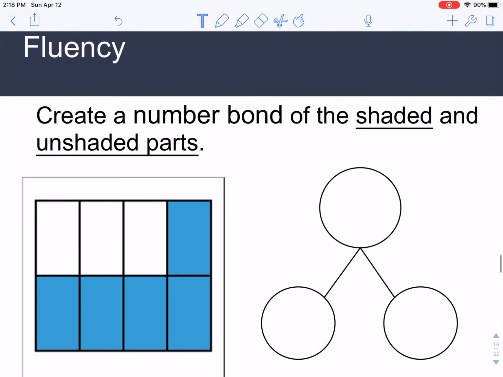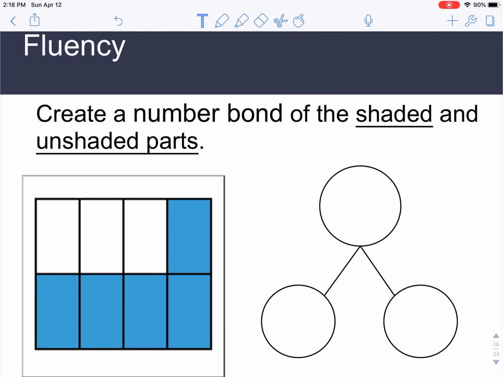Let's skip that one. Let's do this one. Again, we're going to create a number bond of the shaded and unshaded parts. We have 1 whole and our fraction bars. Let's figure out what our denominator is. 1, 2, 3, 4, 5, 6, 7, 8. We have 8 equal parts, which means our denominator will be 8.